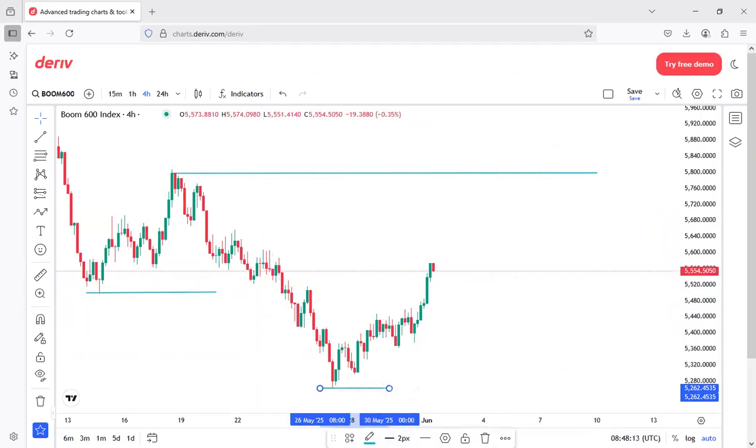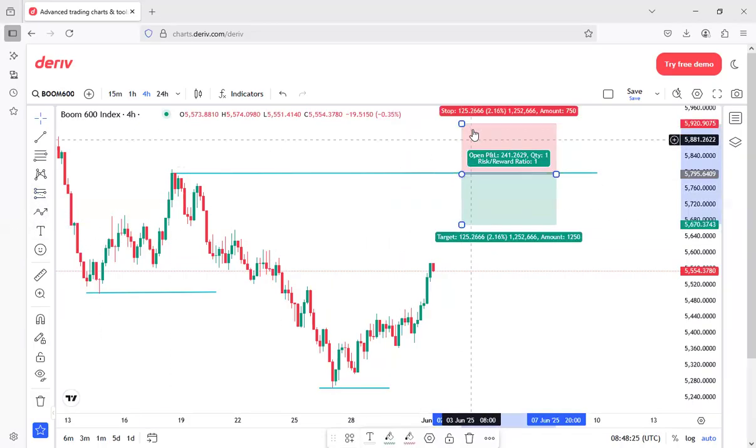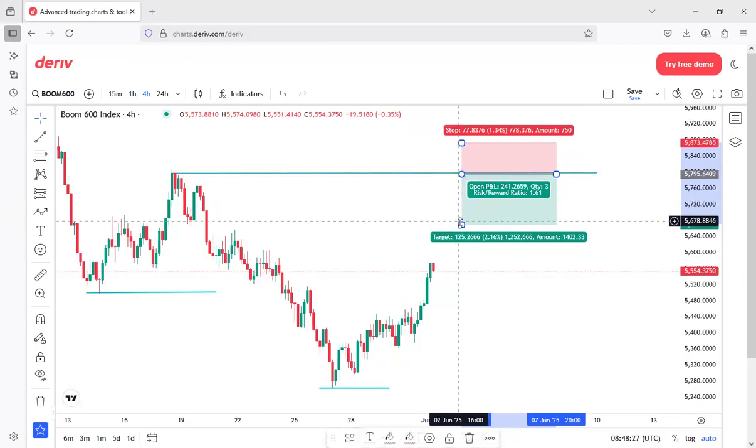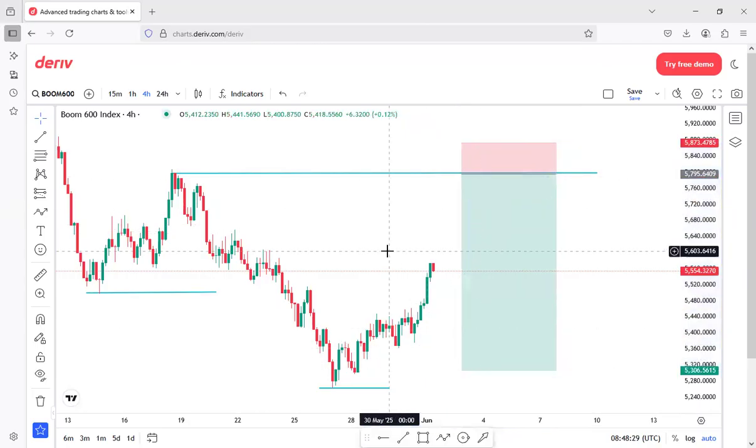So price will come all the way to this particular zone. This is where you should be looking out for your selling opportunity at this particular zone, boom, and then you ride it back to this particular zone. So that is where you should be looking out for your selling opportunity.